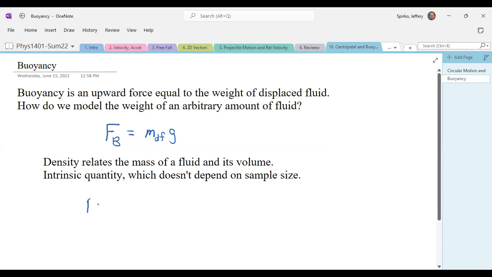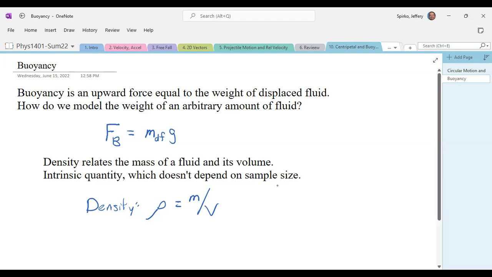So density is symbolized by the Greek lowercase letter rho, which looks like a curly letter p, and is equal to mass per unit volume. And that could be, like I said, a little bit of something or a lot of it. You just have to make sure that the mass and the volume go with each other. You can't use the mass of a cup of water and the volume of a swimming pool of water together in a density formula and expect it to be meaningful.